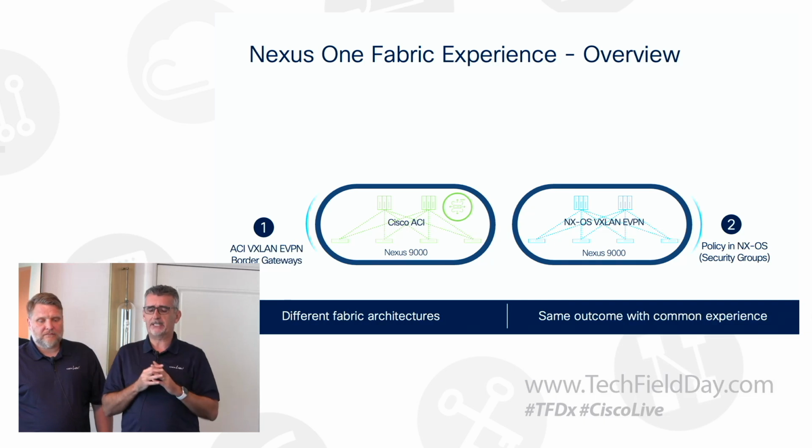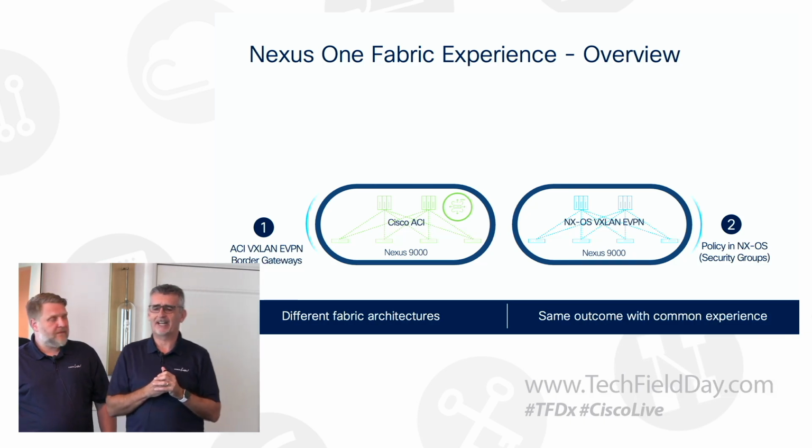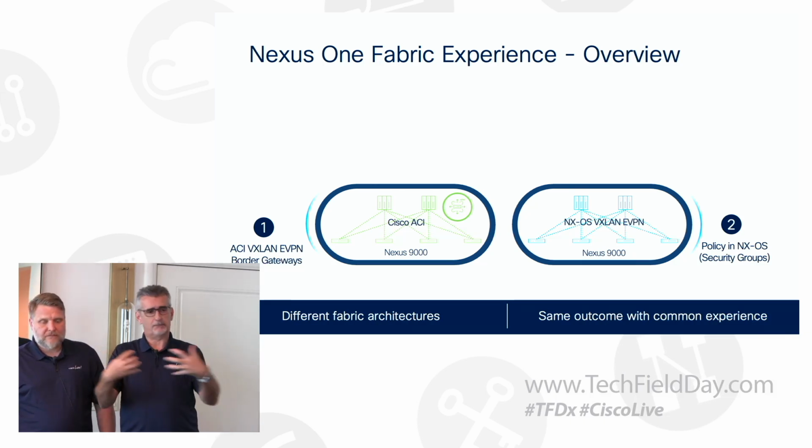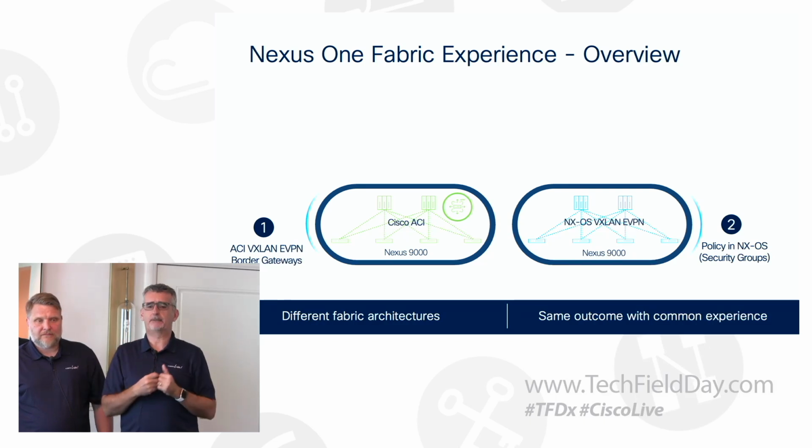And so what we're bringing, which is essentially the main focus of the rest of this presentation, is this concept of security groups and contracts, if you want to call it the ACI way, or security group ACLs, that can be applied between these security groups in VXLAN EVPN to allow or deny traffic, okay?